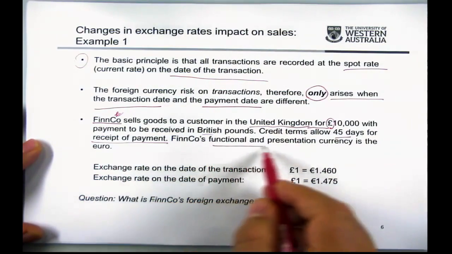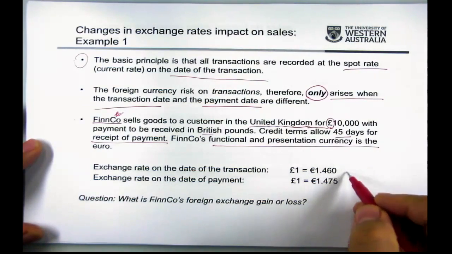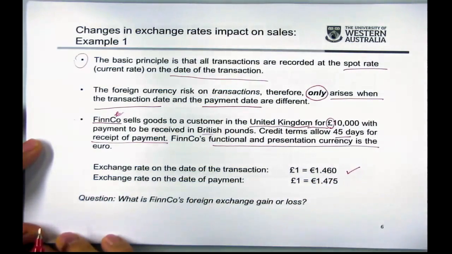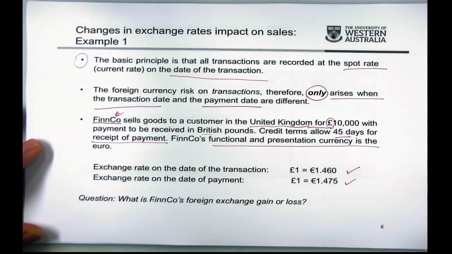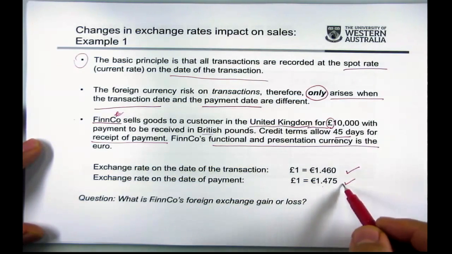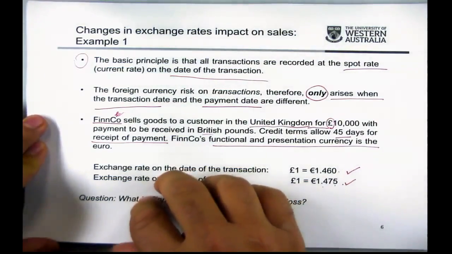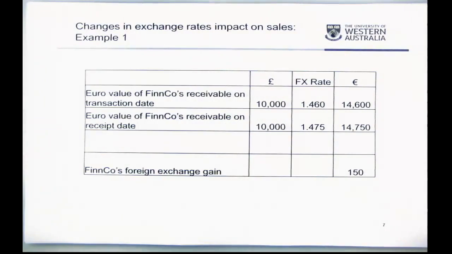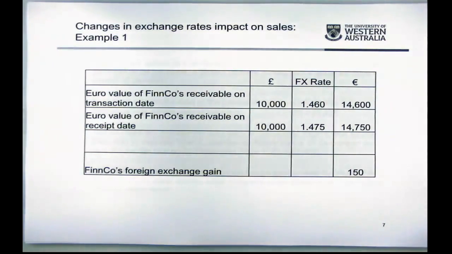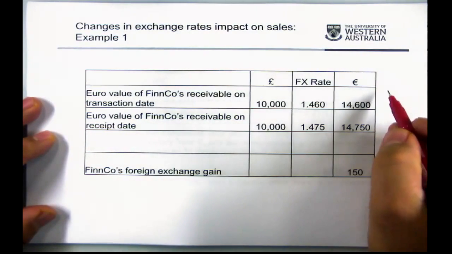Finco's functional and presentation currency is the euro. So let us assume this was the exchange rate on the transaction date, and the exchange rate on the payment date was higher than the exchange rate on the transaction date. Let us see how to account for any gain or loss. On the transaction date, the Finnish firm will write down the following entry.